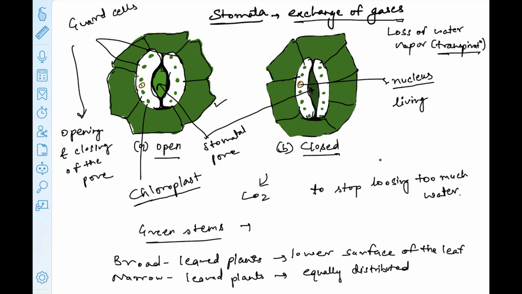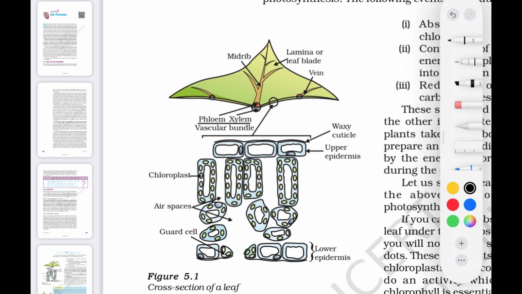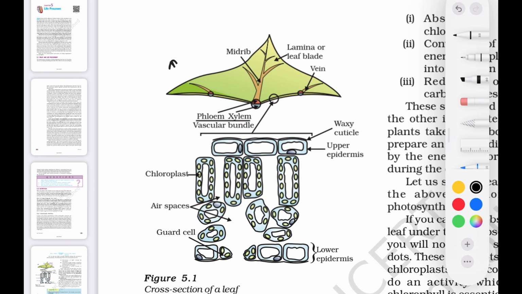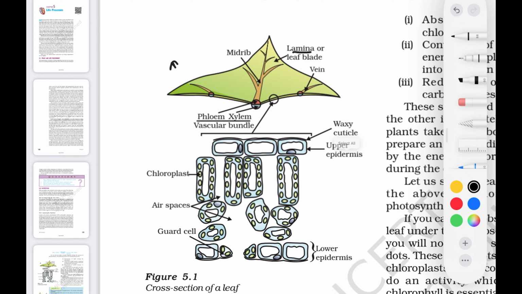Okay, now let's discuss the parts of a leaf. First, let's discuss the external structure of a leaf. A leaf contains a few important parts. First one is lamina. Lamina is also known as leaf plate. It is the broad flat part of the leaf and it is the main site of photosynthesis. And it helps in absorbing sunlight.